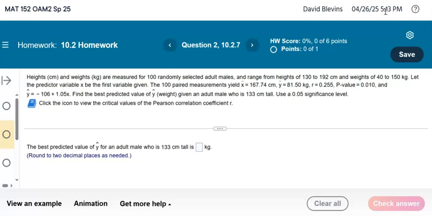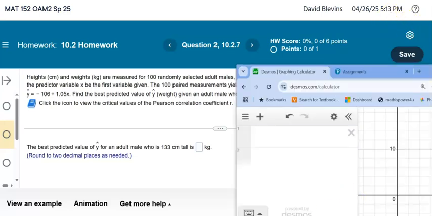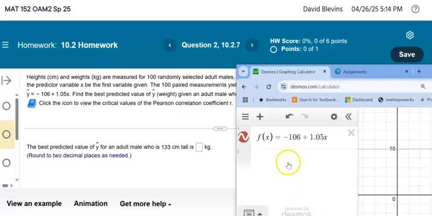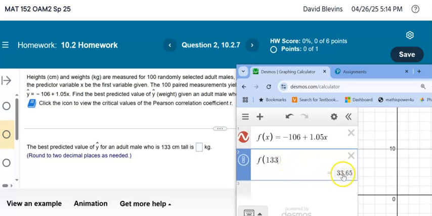Okay, so here we do have a p-value that's significant, so we are going to use the line. Here's how I encourage you to use the line in Desmos. I encourage you to use f of x to write the equation. So f of x instead of y, -106 plus 1.05x. And then it says find the best predicted value of y if x is 133. So I'm going to plug in on the next line f of 133, and there's 33.65.